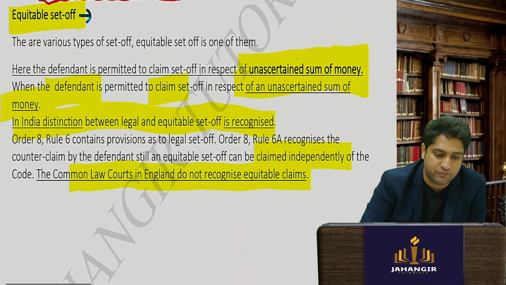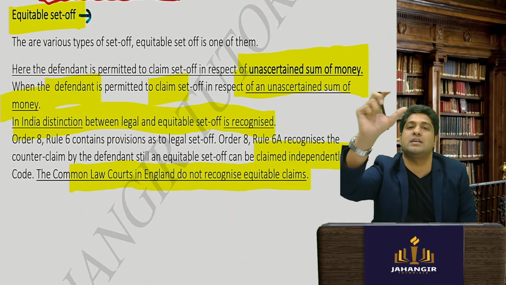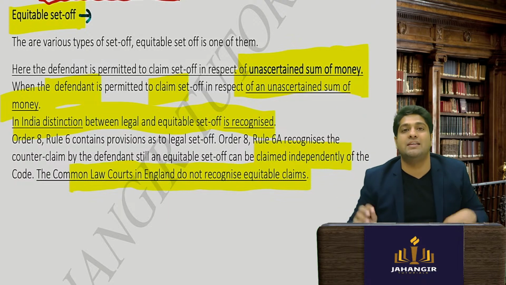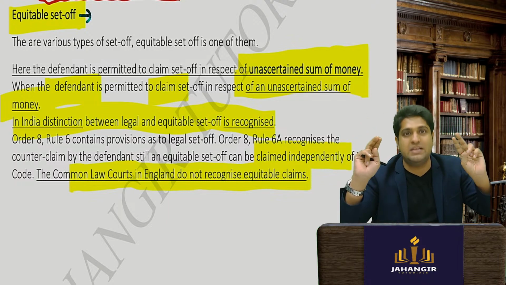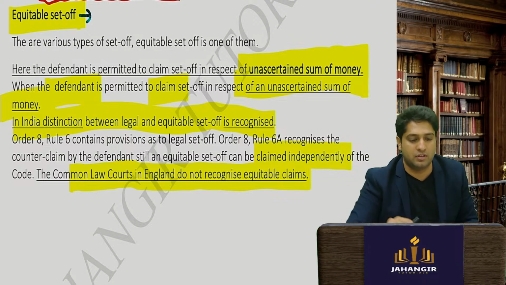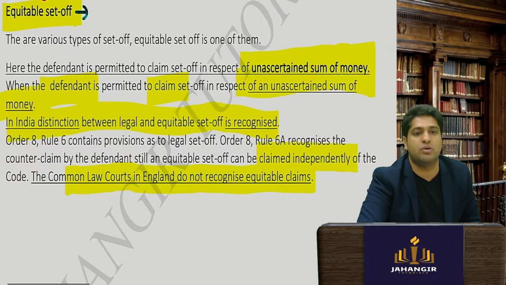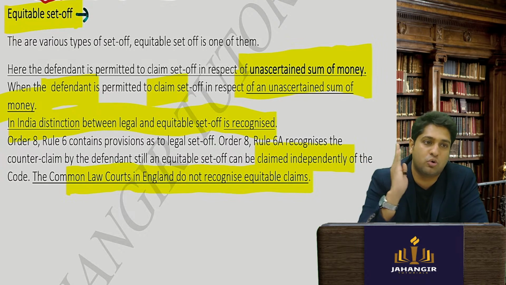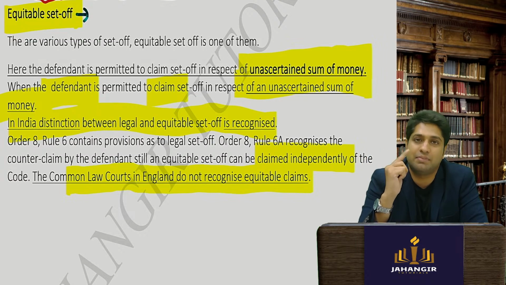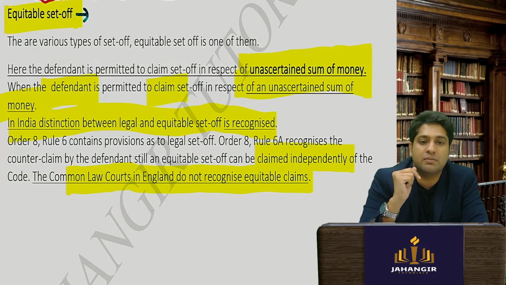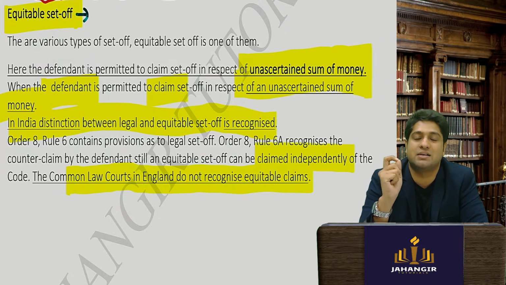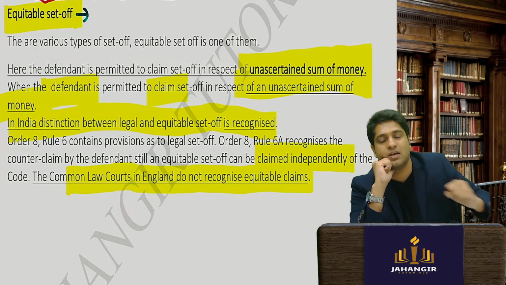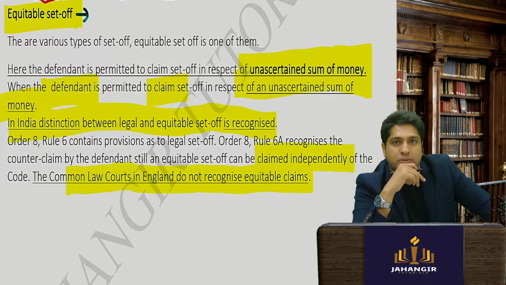Equitable set off. So equitable set off is a kind of set off where the amount of rupees is not certain. Okay, the exact amount is not there yet. It will be decided by the court. For example, in set off we had seen 25,000 was set off. In equitable set off, it is an uncertain sum of money that I am claiming. For example, I say that listen, you have to pay me 1 lakh rupees.